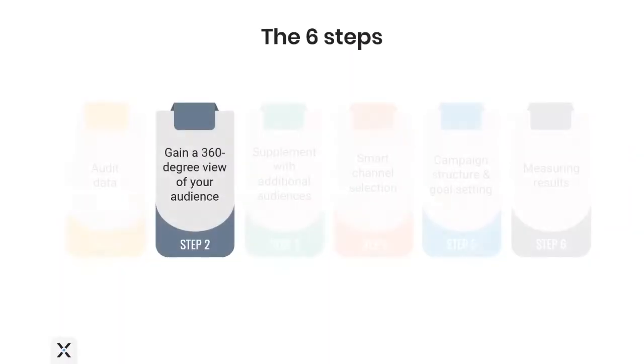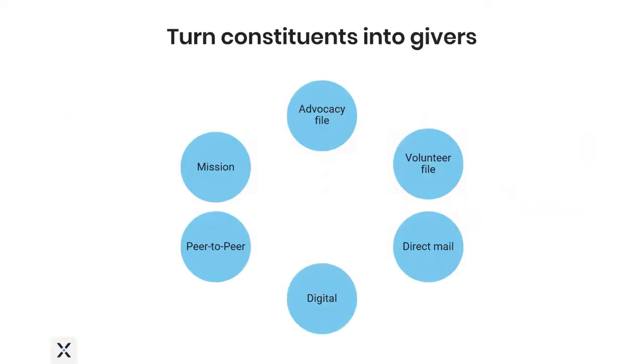All right, step two on getting to know your folks. So here's the one that I think everybody's really going to love and be able to relate to, right? Every organization has multiple siloed constituency files, right? Here are some examples: advocacy files, volunteer files, direct mail files, digital files, peer-to-peer files, mission, major gift, whatever they are, event, chicken dinner, right?